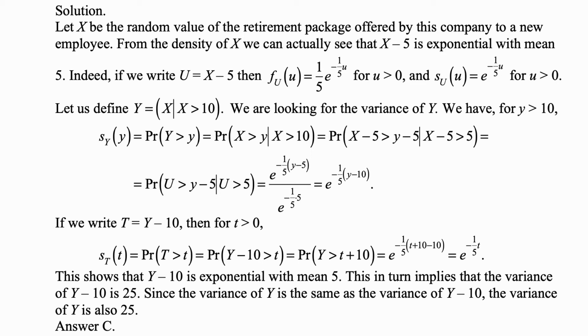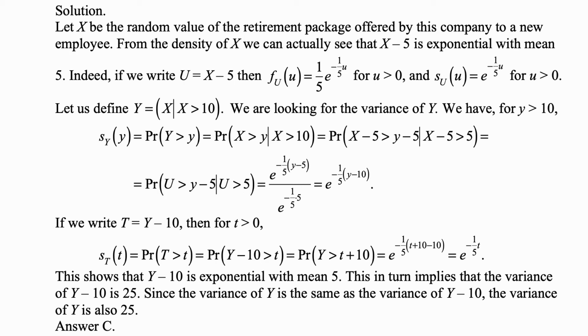So let x be the random value of the retirement package offered by this company to a new employee. From the density of x, we can actually see that x minus 5 is exponential with mean 5. And formally, if we write u equal to x minus 5, then from the formula for the density of a transformed random variable, we see that f sub u of u is 1/5 e to the minus 1/5 u for u greater than 0. And therefore the survival function of u is e to the minus 1/5 u for u greater than 0, and u is exponential with mean 5.